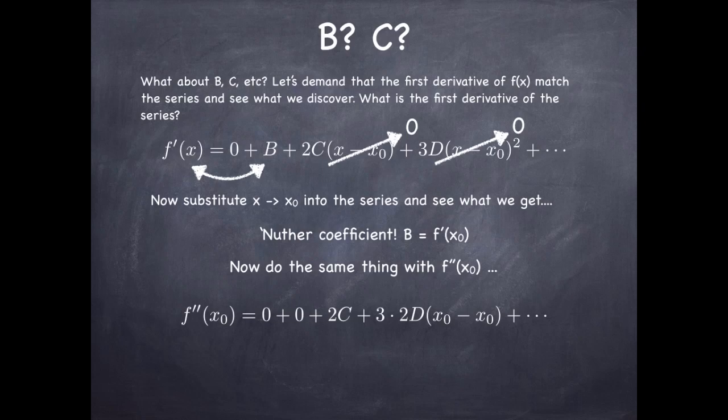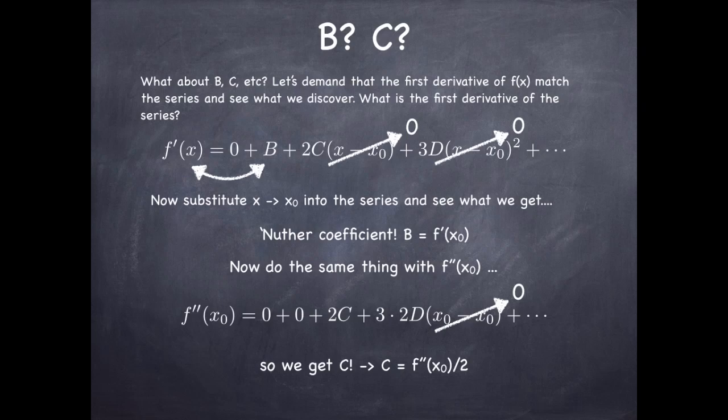And when you put in x0 for x, the D coefficient goes away. Notice what's happening here. Every time we evaluate the function or its derivative at the point of interest, only one coefficient survives in the sum. It's the one that doesn't have any factor of x minus x0 to any power, but isn't 0 because it's been taken out by the derivative business. So you can see that in this case the D term goes away, and we get that C is the second derivative of the function evaluated at the point of interest divided by 2.